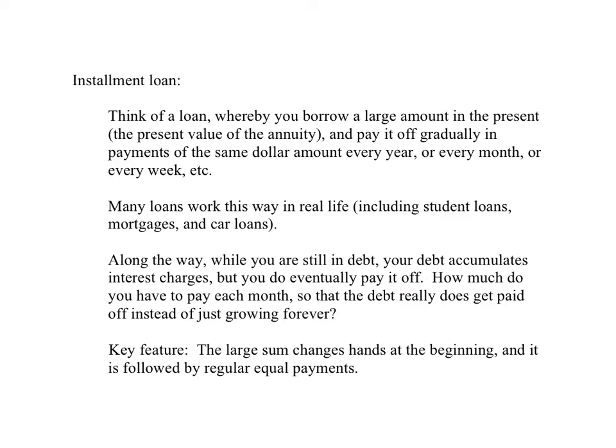So a very important practical question is, how much do you have to pay each month so that the debt really does get paid off, and paid off by a certain date, instead of just growing forever? The key feature that makes an installment loan an installment loan, as opposed to a fixed deferred annuity, is that here, the large sum changes hands at the beginning, and then you have regular equal payments. So a fixed deferred annuity was the one where you have payment, payment, payment, payment, large sum at the end. Installment loans have large sum at the beginning, then payment, payment, payment, payment, payment.